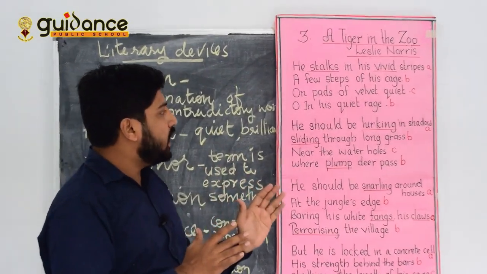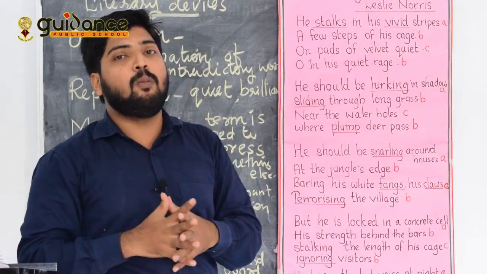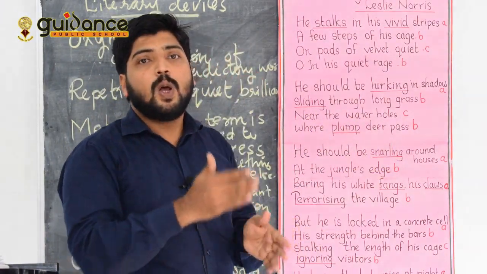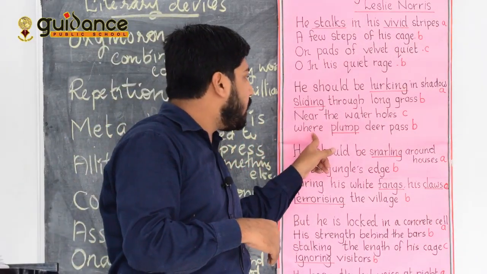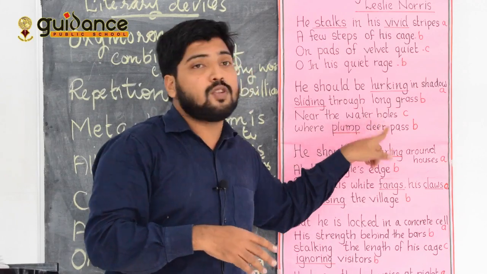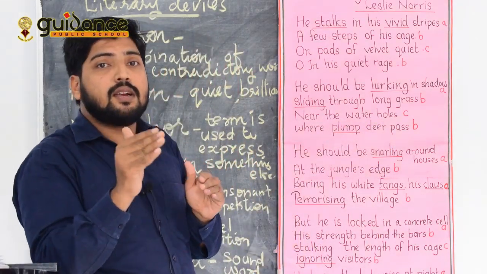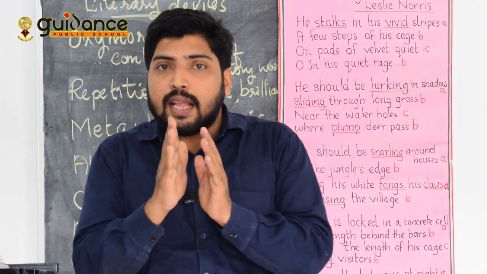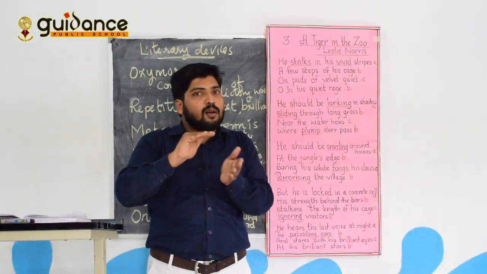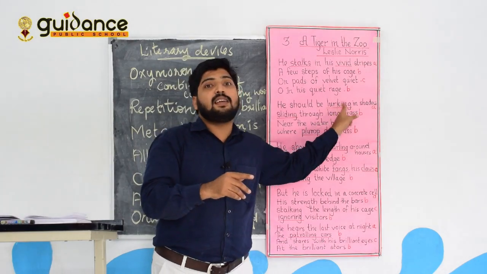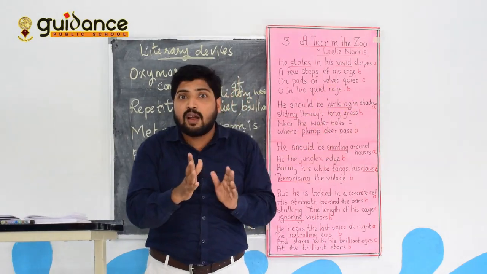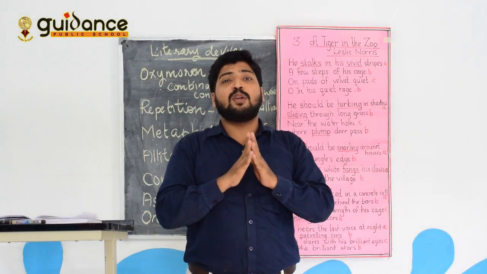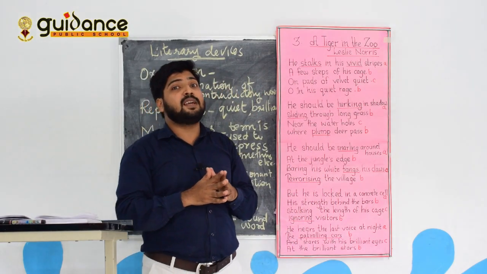So the tiger was lying in a shadow for what? To get the fat deer who passes near the waterholes, because most of the time deer come to fetch water from the waterholes in the forest. By that time, what does the tiger do? The tiger, lurking in the shadow and sliding through the long grass, is waiting to attack the deer. It was a great moment in the life of a tiger.